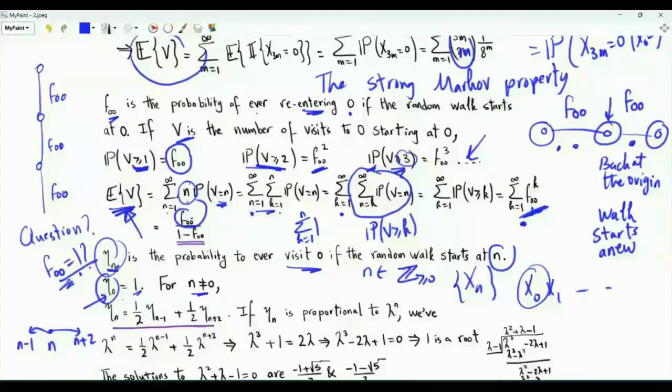The difference equation here is solved in a standard way. The characteristic equation is 1/2 lambda cubed plus 1/2 lambda to the 0 equal to lambda. This can be written as lambda cubed plus 1 equal to 2 lambda.